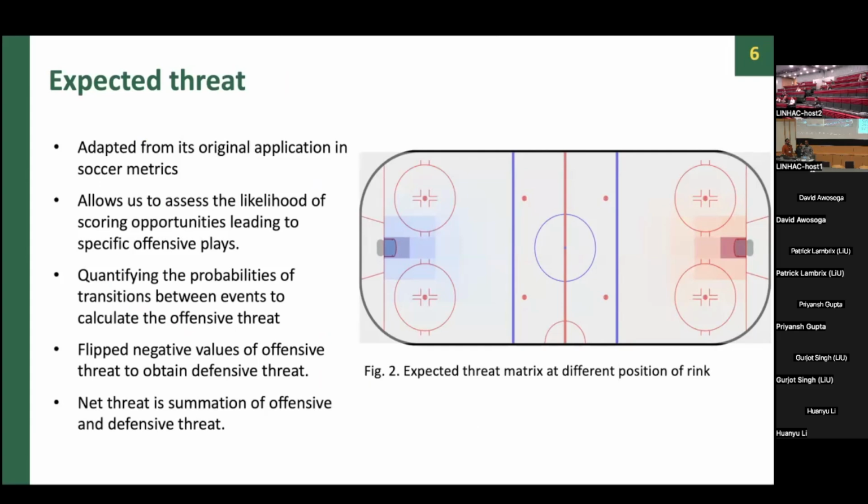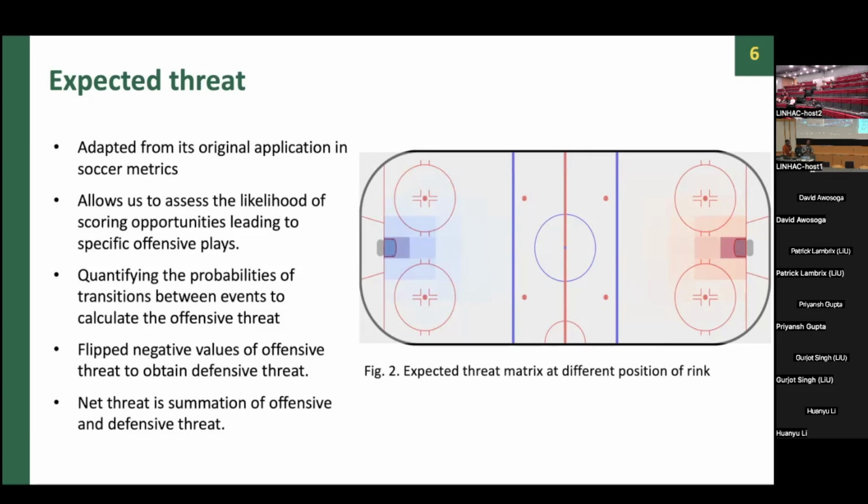So what is expected threat? Expected threat is a work of Sarah Rood from 2011, and it was later developed by Karun Singh. It was originally in soccer, and we adapted it to ice hockey. It assesses the likelihood of scoring opportunities that can lead from specific gameplays in ice hockey.